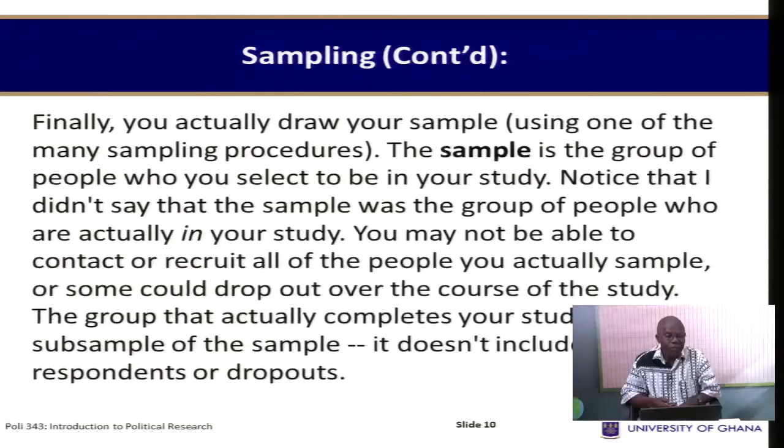Finally, you actually draw your sample, that is using one of the many sampling procedures. The sample is a group of people who you select to be in your study. Notice that I didn't say that the sample was a group of people who are actually in your sample. You may not be able to contact or recruit all of the people you actually sample, or some could drop out over the course of the study. The group that actually completes your study is a subsample of the sample. It doesn't include non-respondents or dropouts.